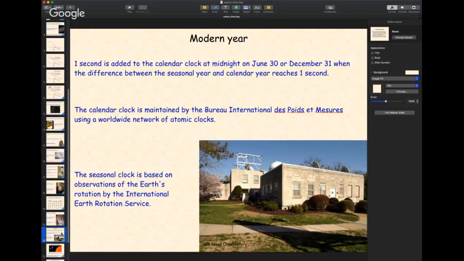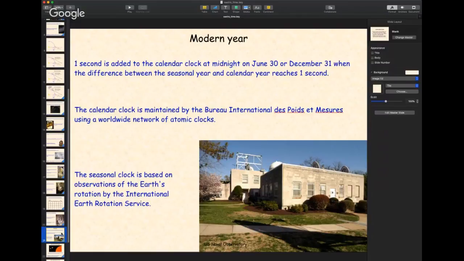So there are 2 entities that keep track of time for us. One is the calendar clock. That's the time we want. This is our self-imposed, man-made system. It is maintained by the Bureau International des Poids et Mesures. I'm going to butcher my French there, so I'm not even going to say it. Using a worldwide network of atomic clocks. And the atomic clocks are accurate to about 10 to the minus 12 picosecond. And this is the time we wish to impose.